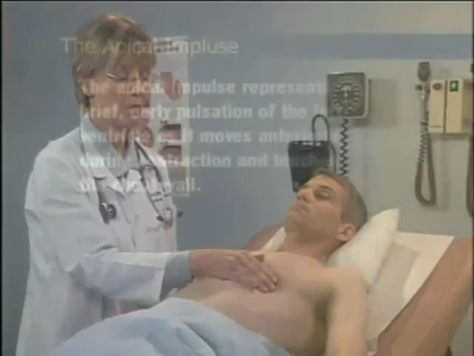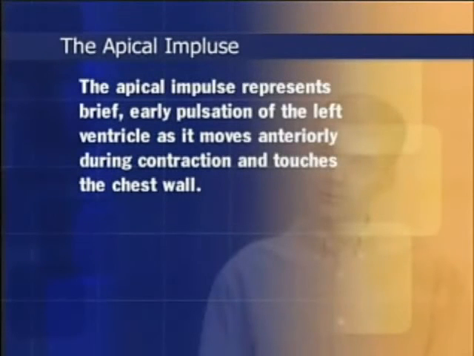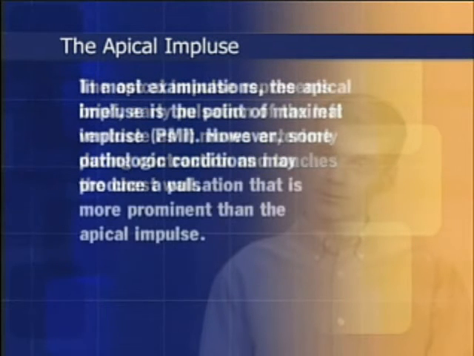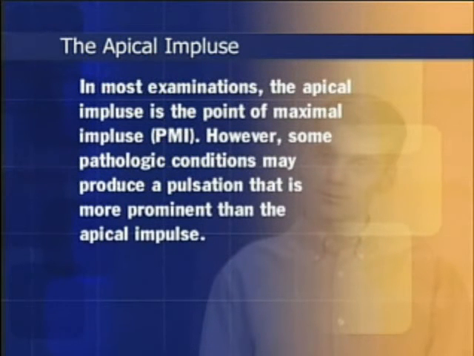Next, identify the apical impulse. The apical impulse represents the brief early pulsation of the left ventricle as it moves anteriorly during contraction and touches the chest wall. Note that in most examinations, the apical impulse is the point of maximal impulse, or PMI. However, some pathologic conditions, an enlarged right ventricle, for example, may produce a pulsation that is more prominent than the apical impulse.